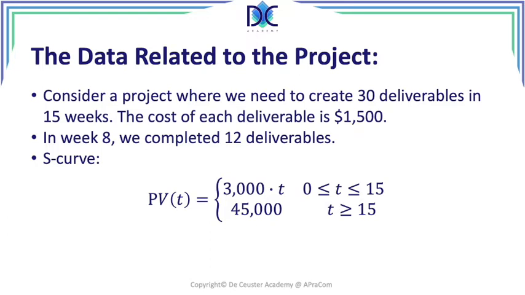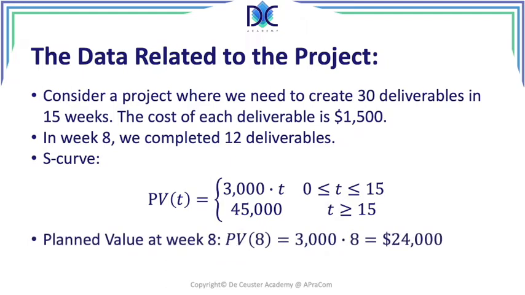Once we come at the end of the project, we don't create any more deliverables, and we can say that from that moment on, the planned value is a constant which is equal to the budget at completion, which is $45,000. Another element we know, we are looking at week 8. So at week 8, we look at the formula. 3000 times 8 gives us a planned value of $24,000. It means we plan to make 16 deliverables at $1,500. So the planned value at week 8 is $24,000.